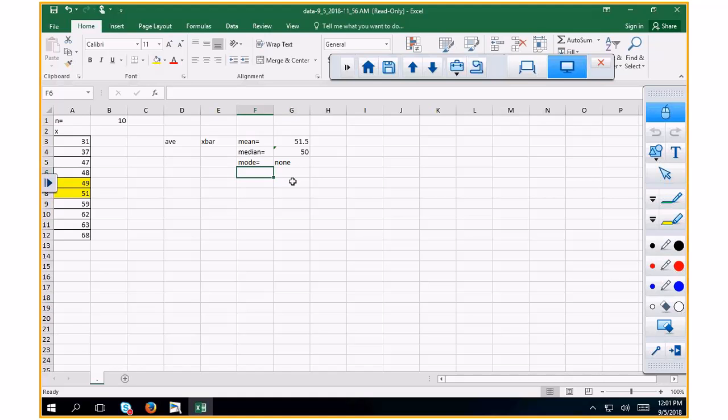Next is your what? Range. Range is equal to what? Your highest minus the what? Lowest. Mid-range. Mid-range is equal to the highest plus what? Plus the lowest, divided by 2. So that's all the information that I've given you so far.